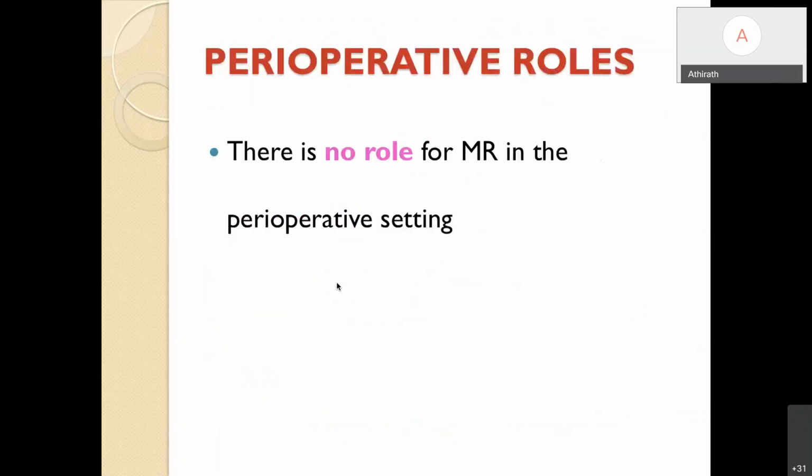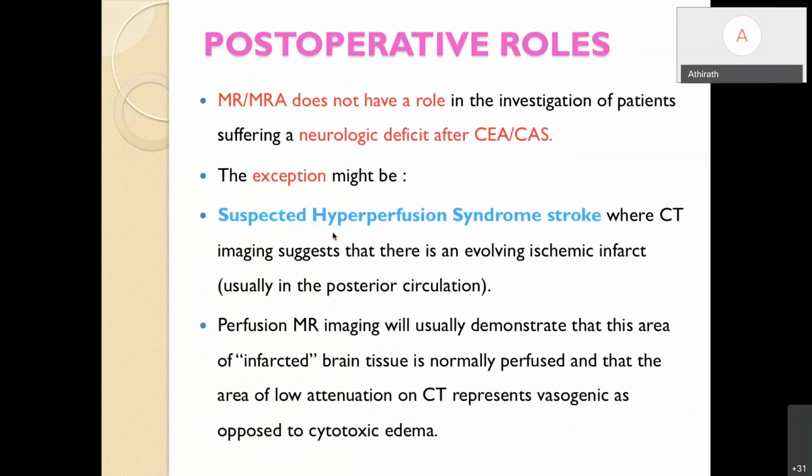The next is perioperative role. There is no role for MR in any perioperative setting. Post-operative role: MR does not have any role in any patient suffering a neurologic deficit after CEA or CAS, but there will be certain exceptions. That is, whenever you suspect a hyperperfusion syndrome stroke.